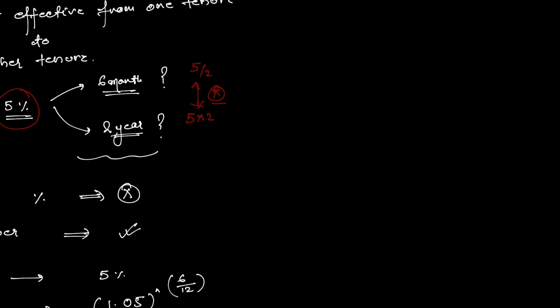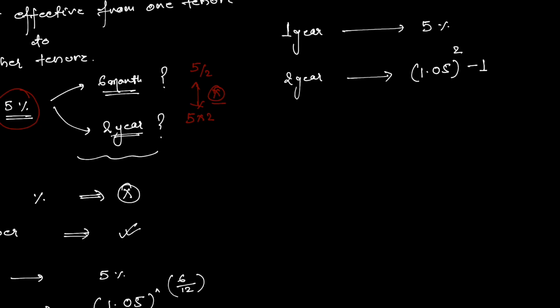Similarly, if you want to convert the 1 year effective interest rate, which is 5%, into a 2-year effective interest rate, then you do 1.05 raised to the power 2 minus 1. Let's do the calculation. 1.05 raised to the power 2 minus 1. That will give you the answer of 10.25%. That is the effective interest rate, the pure interest rate, the actual interest rate that you will earn in 2 years.